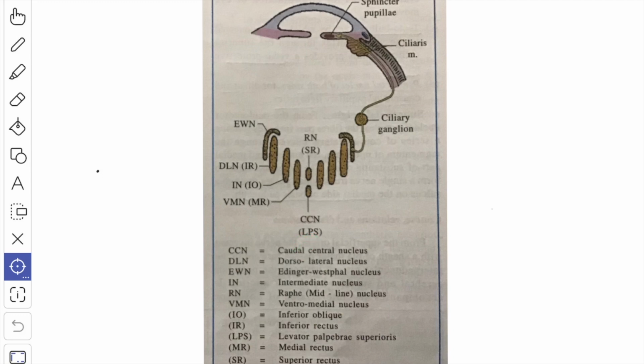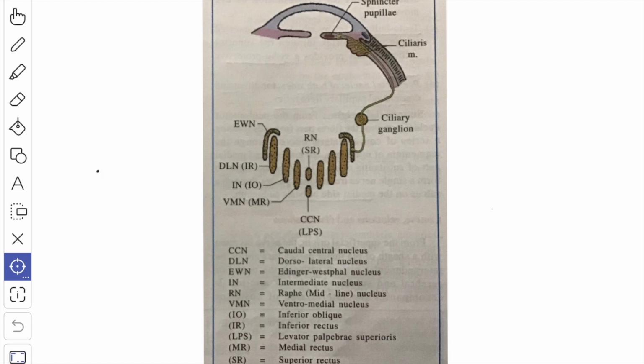Likewise, you have the raphe nucleus, which supplies the superior rectus muscle. Then you have the Edinger-Westphal nucleus, which is an accessory nucleus. It is situated at the cephalic end and the dorsal surface of the dorsolateral nucleus. It gives origin to the preganglionic parasympathetic fibers for the sphincter pupillae and the ciliaris muscle.